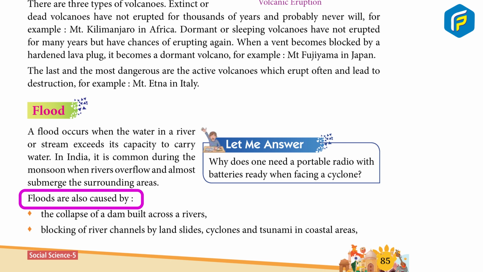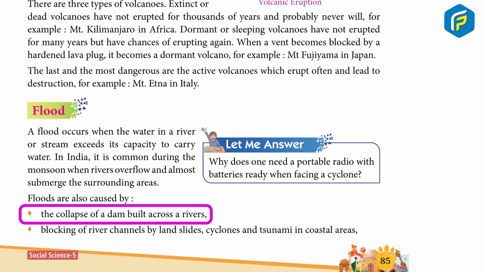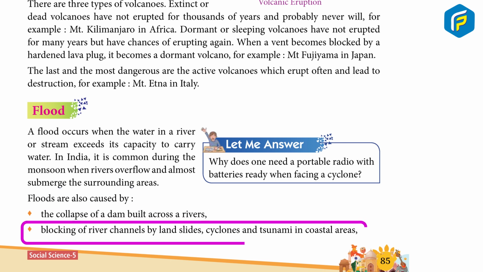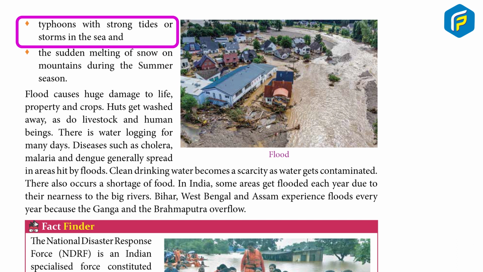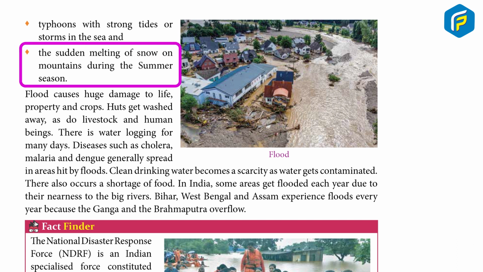Floods are also caused by the collapse of a dam built across rivers, blocking of river channels by landslides, cyclones and tsunamis in coastal areas, typhoons with strong tides or storms in the sea, and the sudden melting of snow on mountains during the summer season.